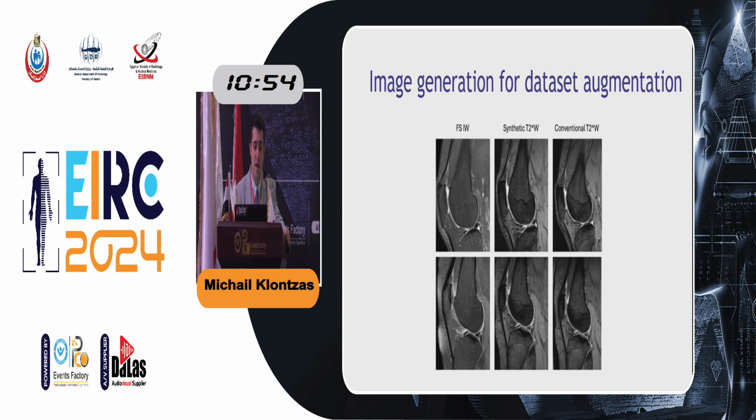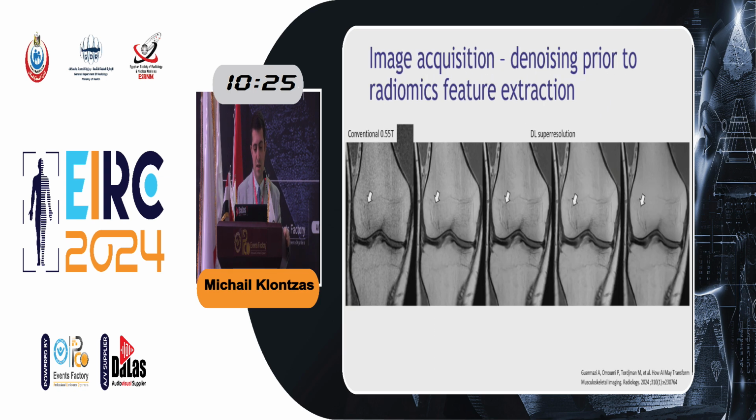So you see the intermediate weighted fat suppressed sagittal images of the knee on the left. On the far right, you can see the conventional gradient echo images acquired with our machine. But the middle column has synthetic images that have been generated with AI algorithms. In this way, you can actually get realistic looking images that can be used for radiomics analysis later on.